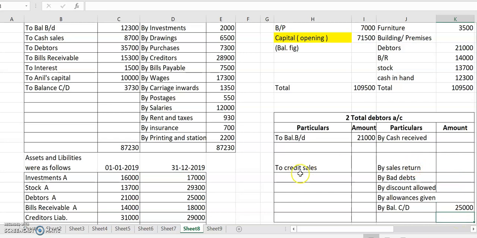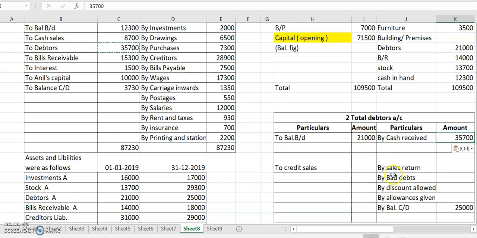Now we move towards the cash book. You can see here the word debtors is written. So it is recorded on the cash book debit side, which is directly or indirectly recorded as cash received from debtors, and it is recorded on the debtors account credit side. 37,500 will be recorded on the credit side of the debtors account.